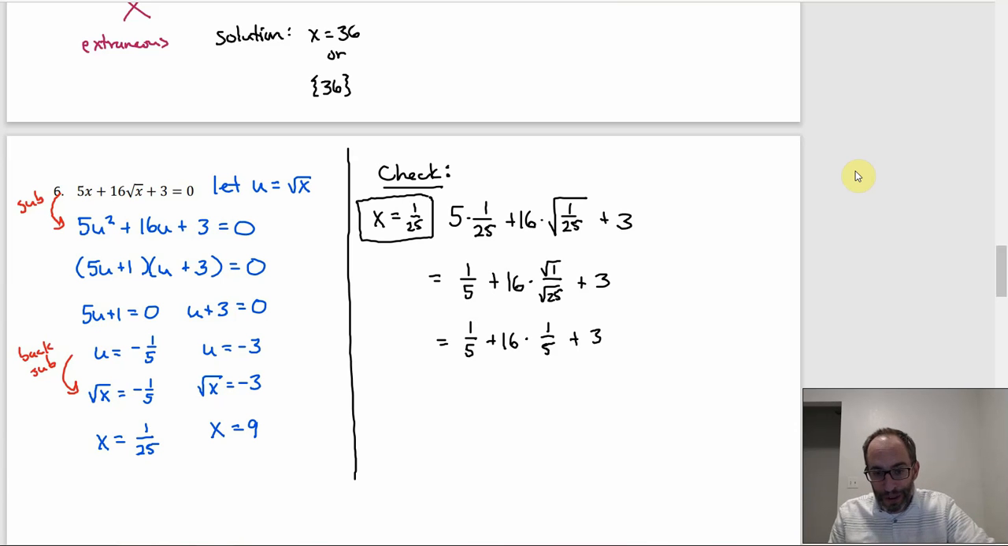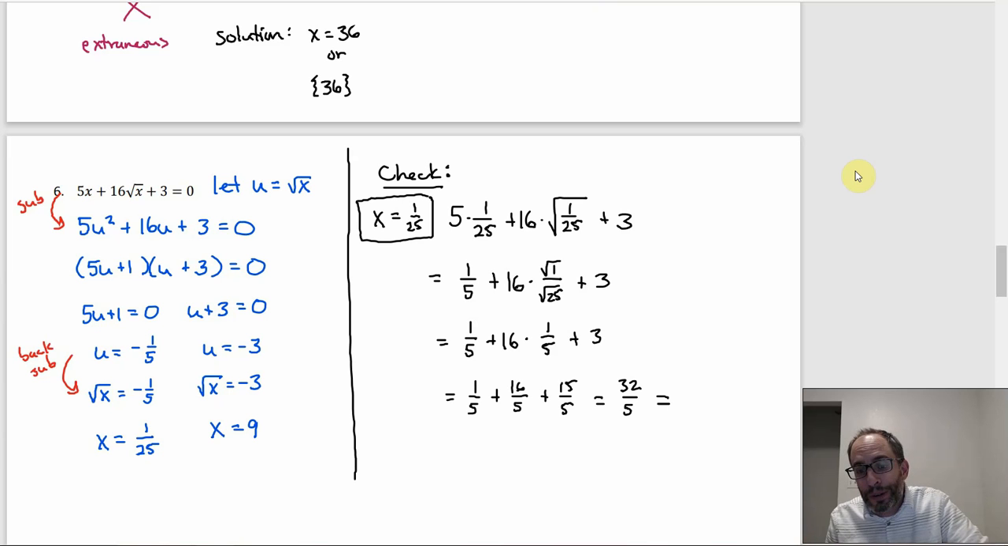This is going to fail because what you're going to end up with is 1/5 for the first term plus 16/5, and then that 3 you could rewrite as 15/5 to get a common denominator, just multiplying by 5 over 5. And you're going to get 32/5, and that's not 0, right? No argument there. So that one's going to fail, so big X for extraneous.